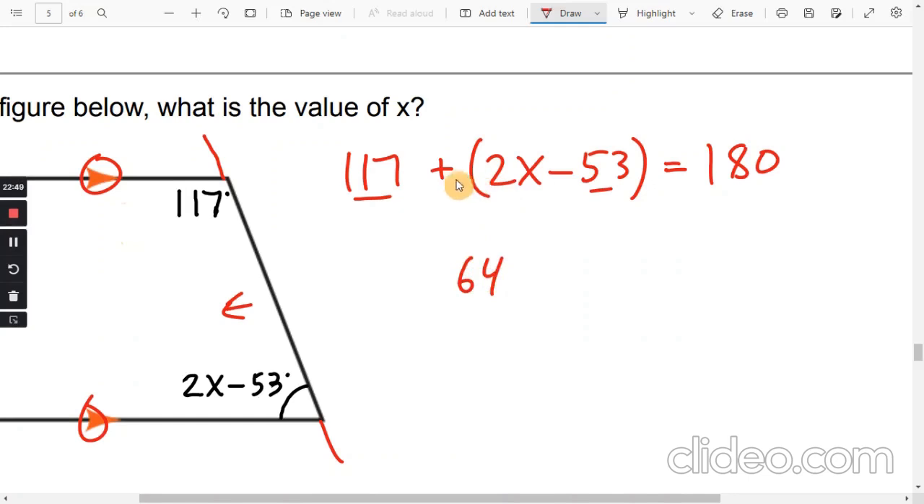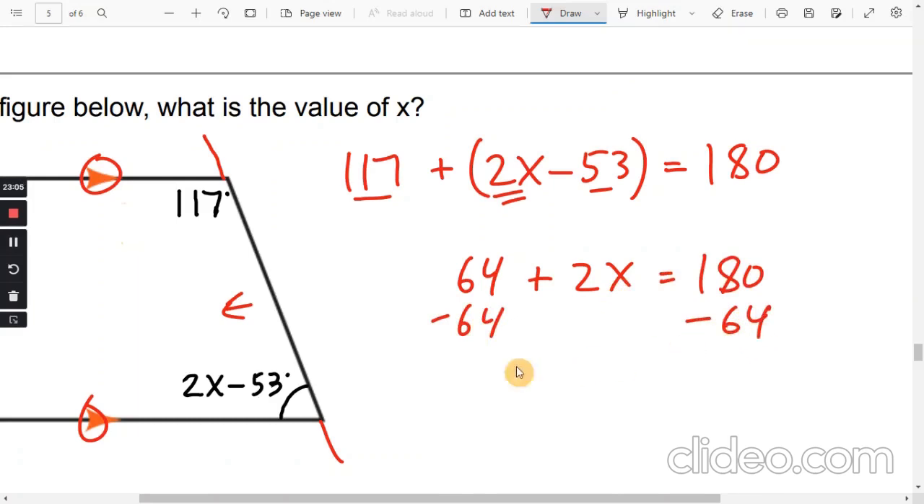All right, we still have positive 2x, nothing to combine, and it equals 180. Solving for x, we want to get rid of the 64. The opposite of positive 64 is negative 64. Cancels here, bring down your 2x. 180 minus 64 is going to be 116.